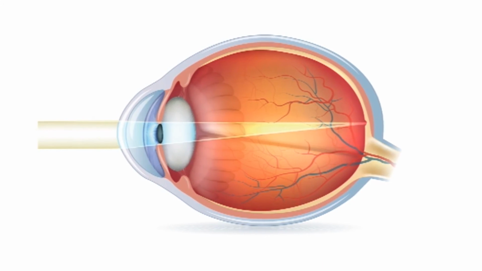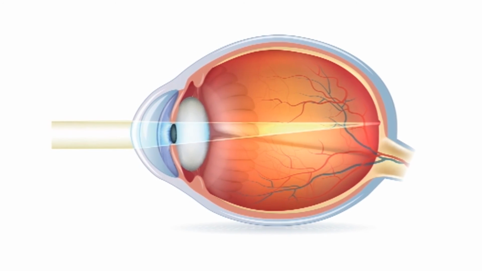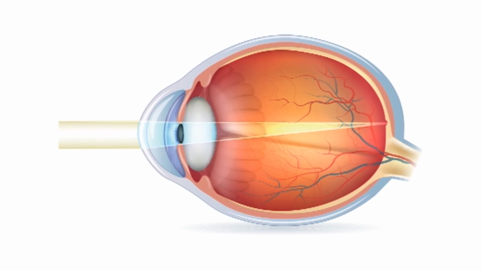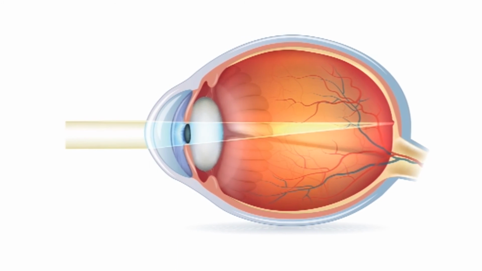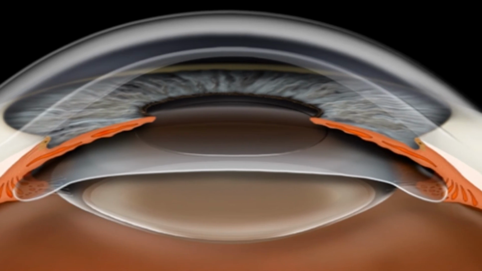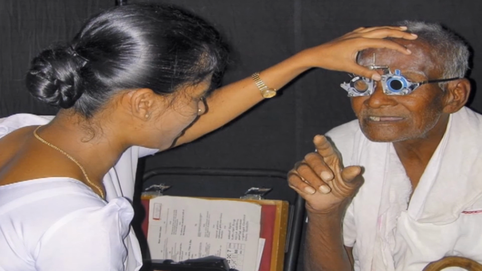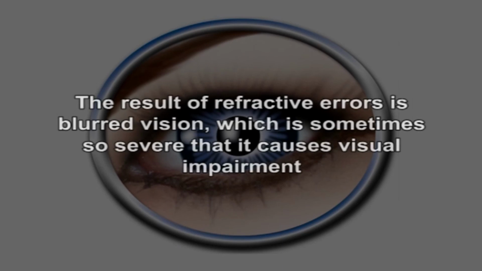A refractive error, or refraction error, is an error in the focusing of light by the eye and a frequent reason for reduced visual acuity. A refractive error is a very common eye disorder. It occurs when the eye cannot clearly focus the images from the outside world. The result of refractive errors is blurred vision, which is sometimes so severe that it causes visual impairment.